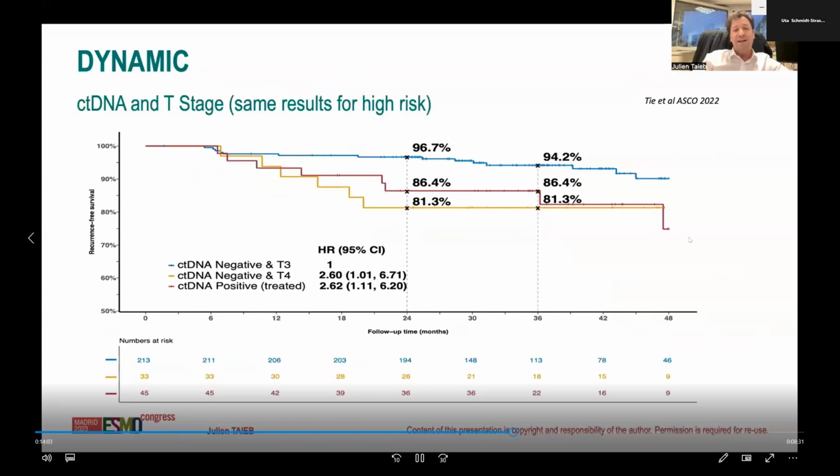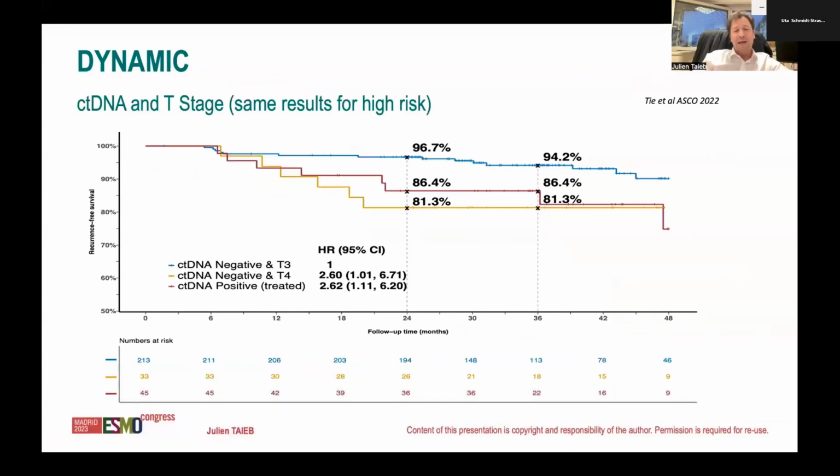The second point is that in ctDNA-negative patients, if you isolate the T4 group, which is the yellow curve here, it has around 20% of disease recurrence, which for me is still sufficient to argue for some adjuvant therapy, because 1 patient out of 5, even if ctDNA negative, will recur.